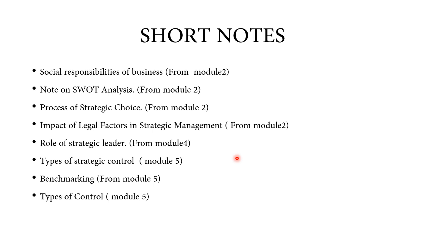Next, social responsibility of business, SWOT analysis, strategic choice, legal factor. Okay, these are all the same repeated ones, okay, from module 2. Then we have the role of strategic leader, types of strategic control, benchmarking, types of control. All these are from module number 4 and module number 5, which have already been covered up earlier.